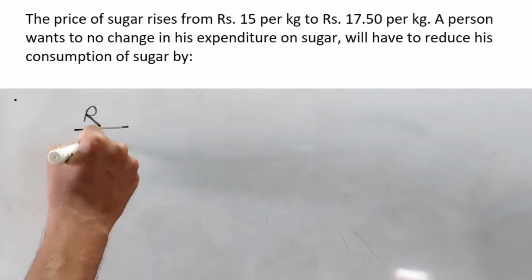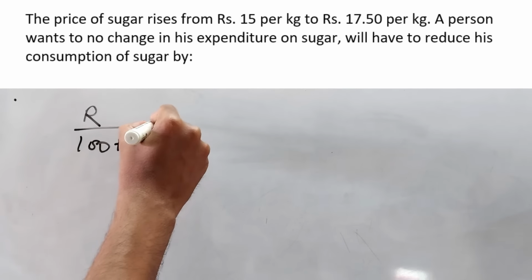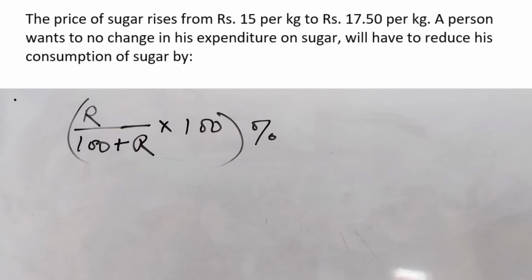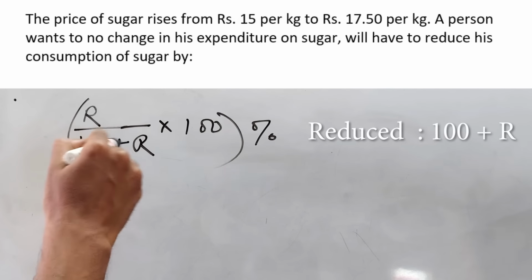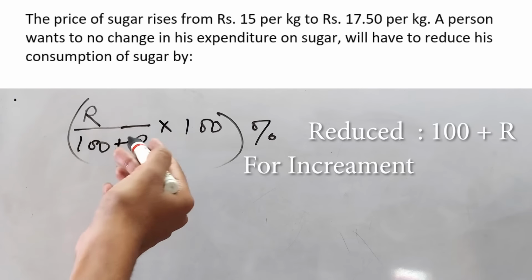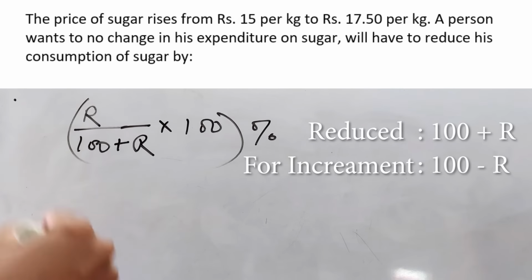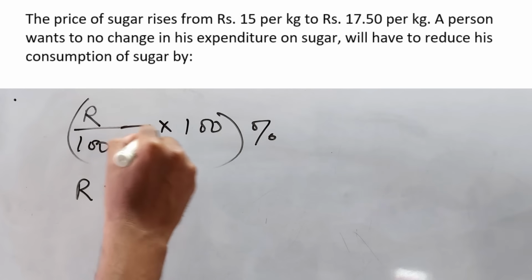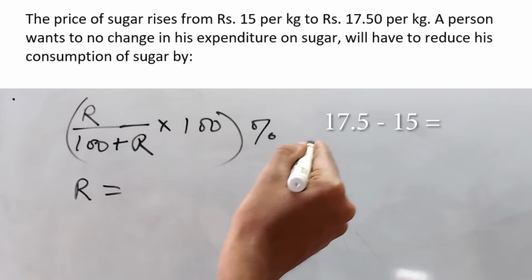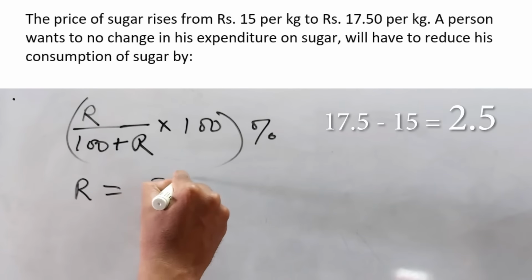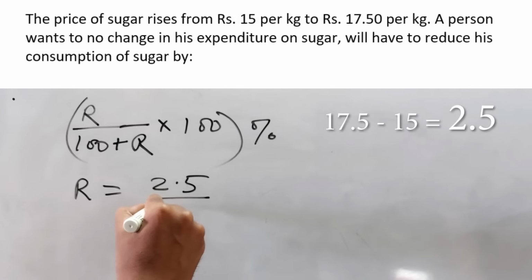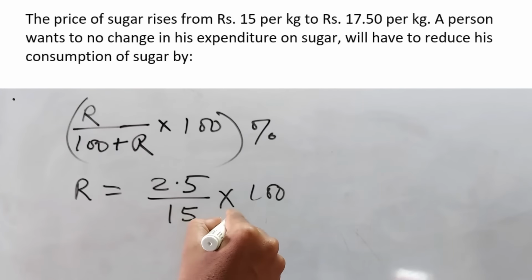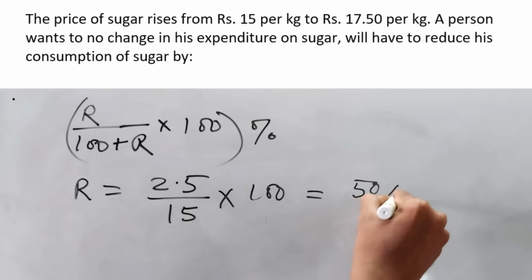Formula is R by 100 plus R into 100. This is the percentage, right? The consumption has to be reduced, that's why it is plus. If the consumption has to be increased, this one will be minus. We know this, right? Now, R is 17.5 minus 15, which is 2.5, right? And divided by 15, that is the previous price, into 100 is equal to 50 by 7.